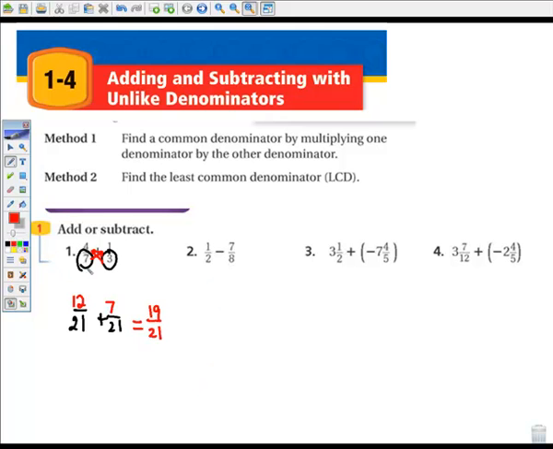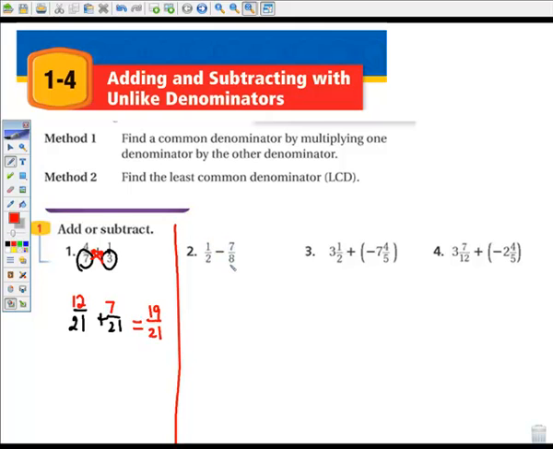In this particular case, 7 and 3, their least common denominator is also 21 anyway, so it doesn't really matter which method you choose, method 1 or method 2, because they have the same end result. Now, if you were able to, you would have to simplify the fraction like we learned how to do previously. So let's try some subtraction.